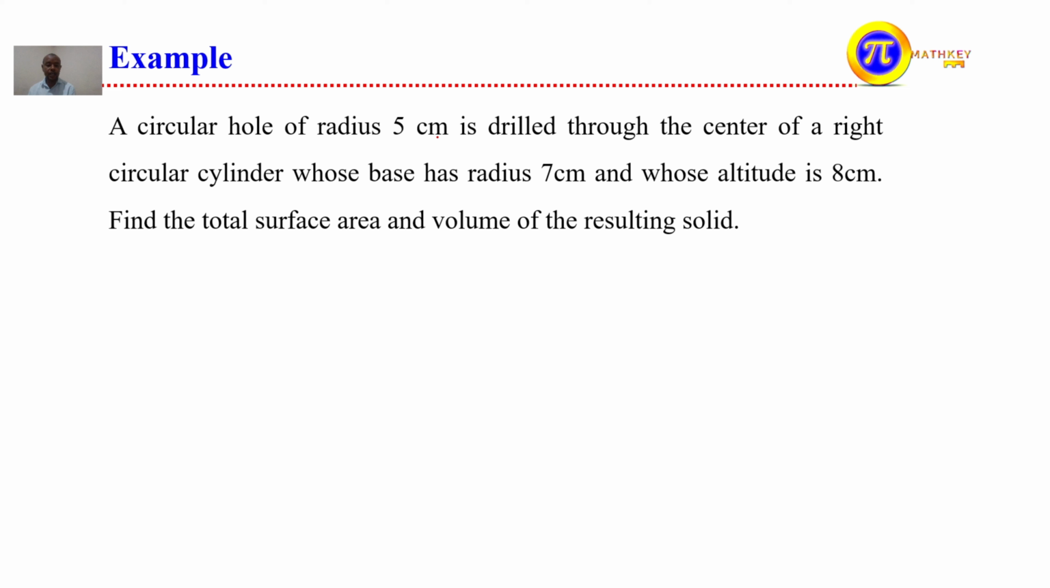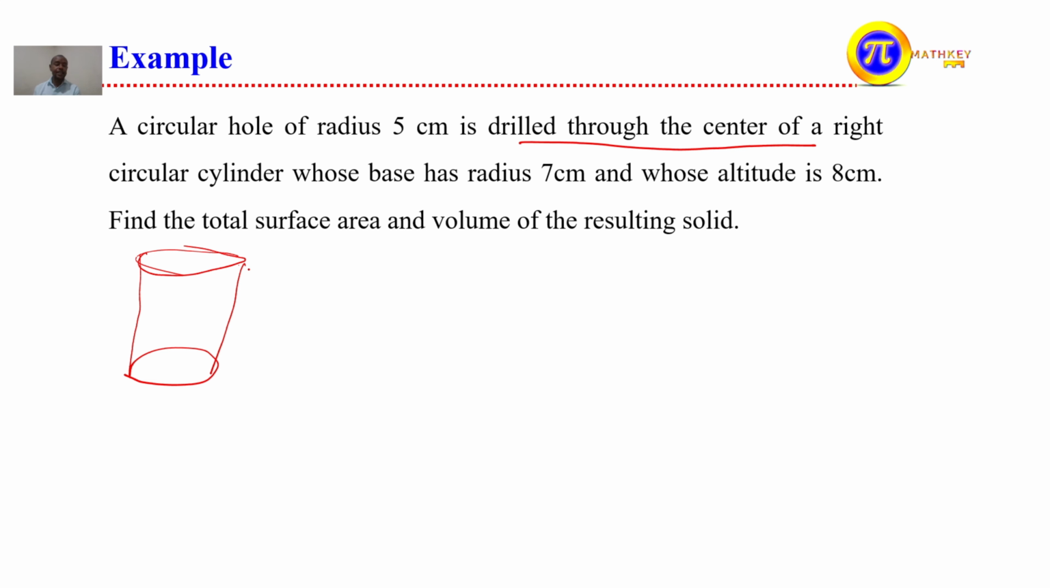Now let us consider the next one. A circular hole of radius 5 cm is drilled through the center of a right circular cylinder whose base has radius 7 cm and whose altitude is 8 cm. Find the total surface area and volume of the resulting solid. Let us consider this is a circular cylinder.